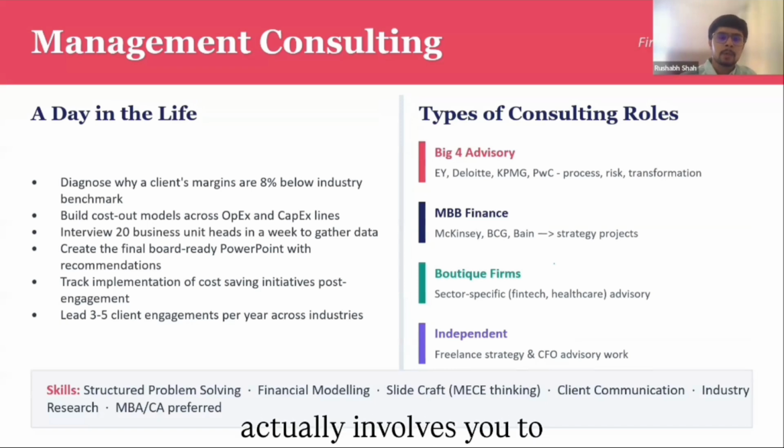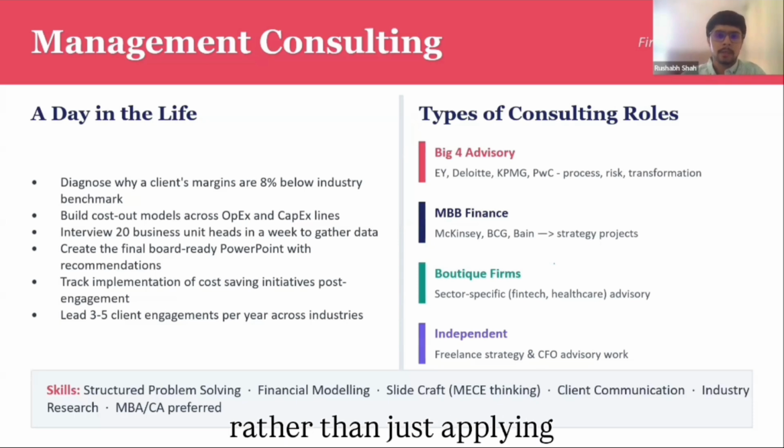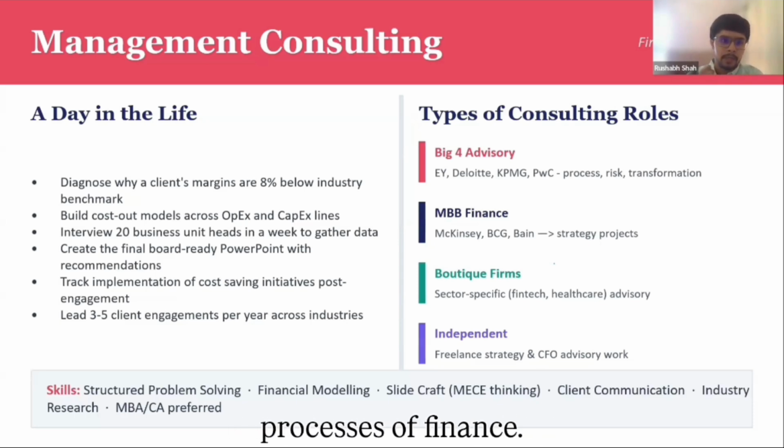Management consulting actually requires you to apply your brains from different lenses and perspectives, think through multiple thought processes, and then come up with a solution. That's what management consulting actually looks like. Of course, it involves a base of finance. It's not that you're working without the domain of finance, but with it you are required to think a lot rather than just applying the rules or processes of finance.